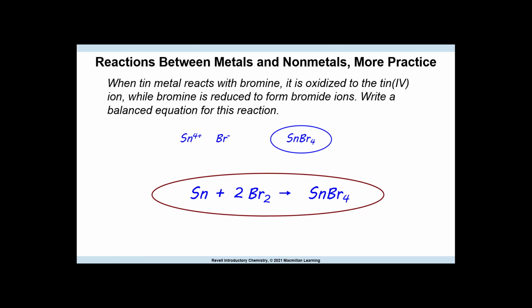But this is a rather easy one because we still have 1 tin. The only thing is we need to account for 4 bromides. And because this is diatomic, all we need to do is write a 2, and that will allow this to be balanced out. So just by simply adding that 2, as long as you write this diatomic one correctly, this is actually a rather easy equation to write. I know it may not seem like it at the moment, but it is.